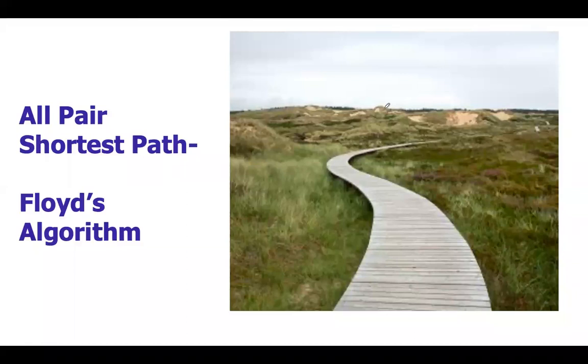Good morning, everyone. Today we'll be looking at one more topic, all pair shortest path. All pair shortest path means, as we have already seen in the Dijkstra algorithm, that we are interested in finding the distance, the shortest path, between each and every vertex in the graph.